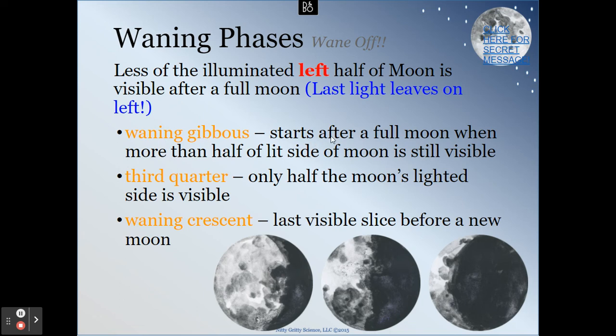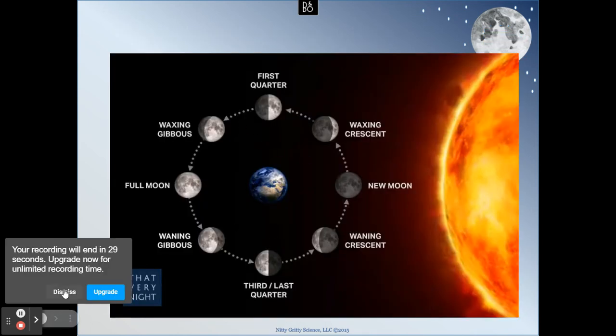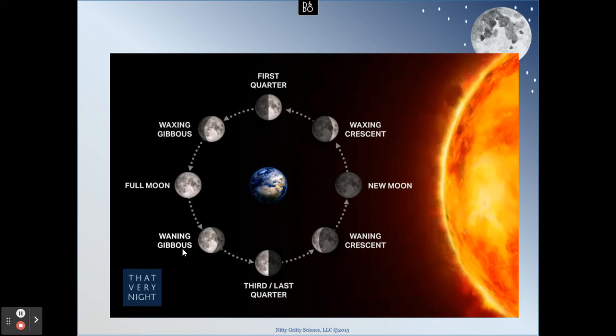Waning gibbous, it starts after a full moon when more than half of the lit side of the moon is still visible. So that's what you can see here. And you have third quarter, only half of the moon's lighted side is visible. And again, all of this light is on the left side. And then a waning crescent, it's the last visible slice before a new moon. So that part here, light is still on the left side, but just a little bit. And again, now you can see it here at the very bottom as well.